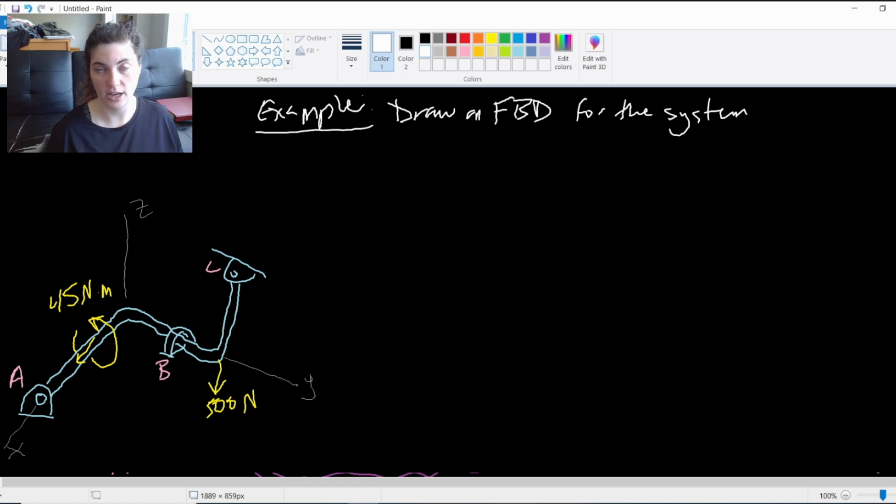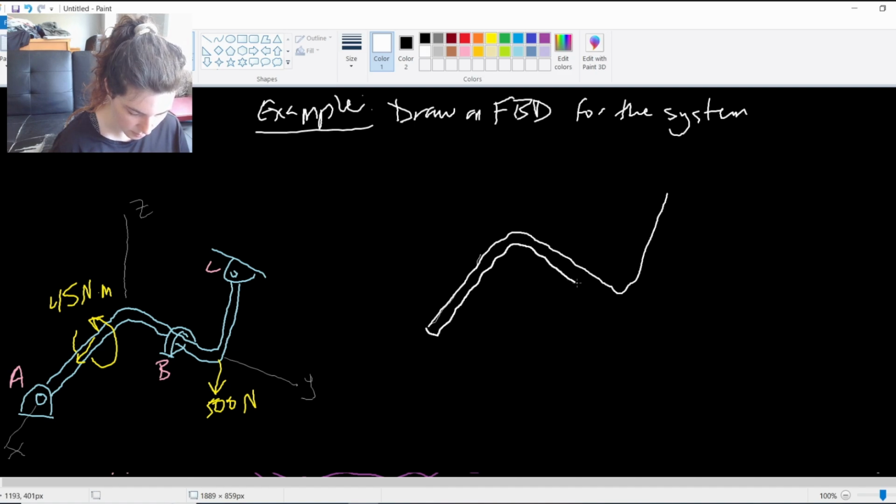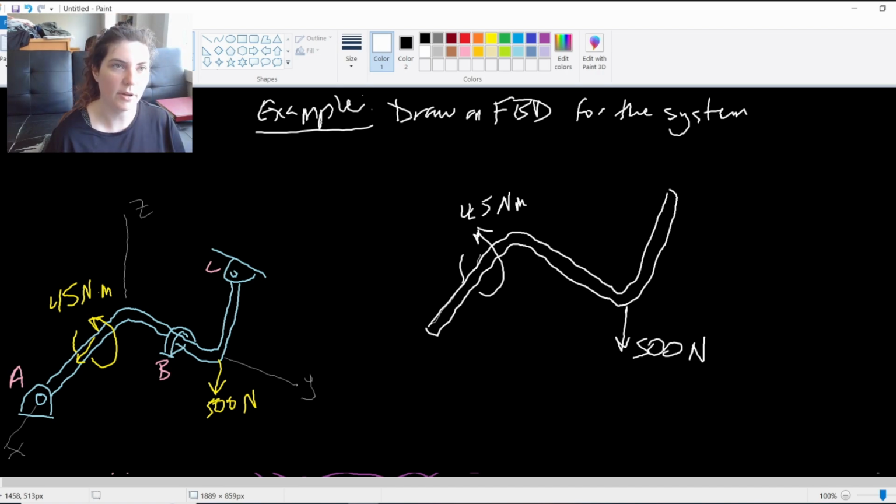So for a pinned connection, I'm going to have 2 directional supports, right? And it's not going to be on the axis that it is on, right? So when I draw this free body diagram, I'm just going to draw the general shape of this thing again. I'm not including the pins, I'm just making the shape of it. And I have this 45 Newton meter moment, this 500 newtons, and then I have my support reactions.